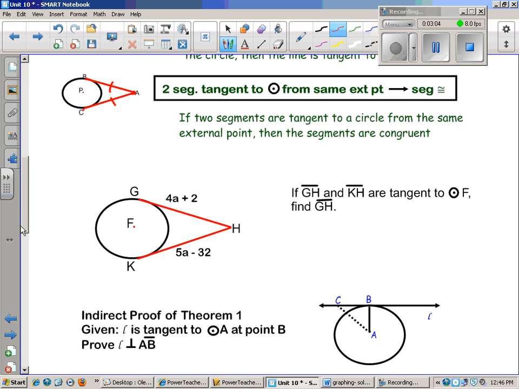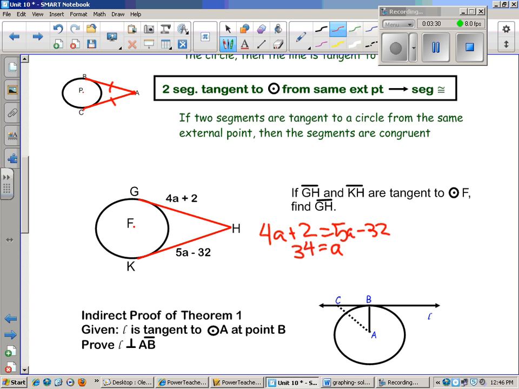And what did we know about these two equations? Exactly. So we said 4a plus 2 equals 5a minus 32. And so we subtracted 4a, added 32, and I got 34 equals a. And now, but they ask for the length of GH. So how would I find the length of GH?